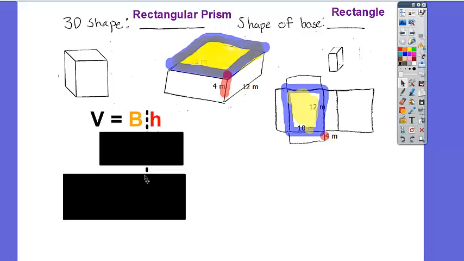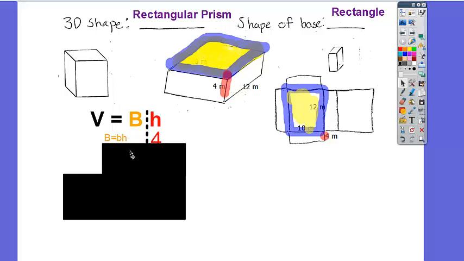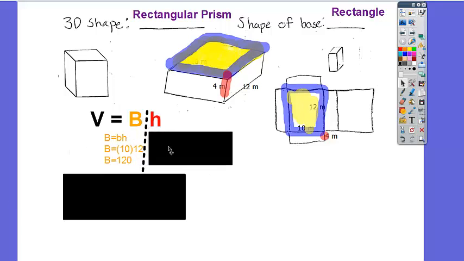So I went ahead and separated the formula again. Remember, area of the base, what shape is our base? It is a rectangle, so we would look for the area of a rectangle formula. So under big B, we would plug in base times height. The reason for that is because this is how we find the area of a rectangle. So what is the base of the base? It is 10. The height of the base is 12. So remember, we're doing height of the base here. So we did 10 times 12. That's the base of the base times the height of the base. And we got 120.